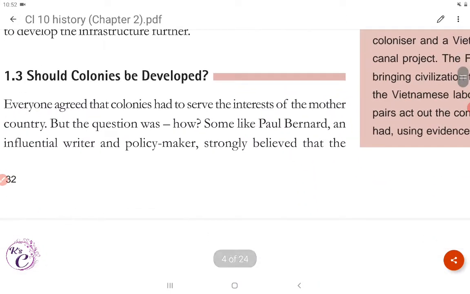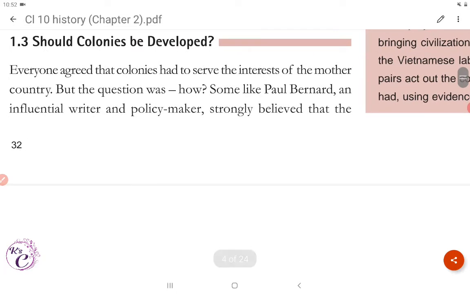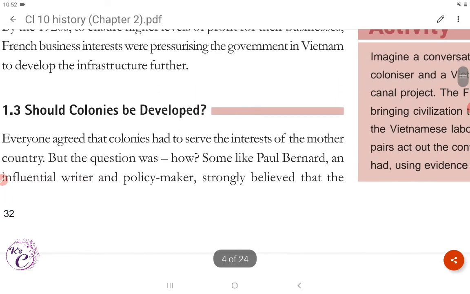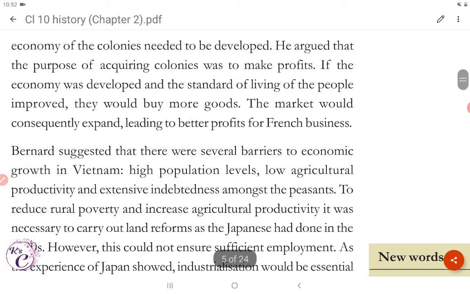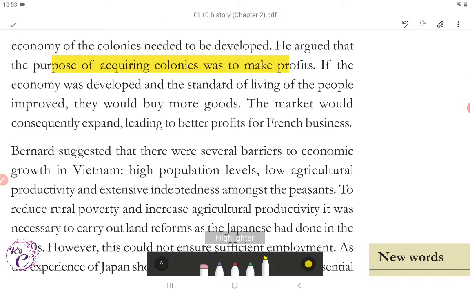1.3 Should colonies be developed? Everyone agreed that colonies had to serve the interest of the mother country, but the question was how. Some, like Paul Bernard, an influential writer and policy maker, strongly believed that the economy of the colonies needed to be developed. He argued that the purpose of acquiring colonies was to make profits. If the economy was developed and the standard of living of the people improved, they would buy more goods. The market would subsequently expand, leading to better profits for French business.